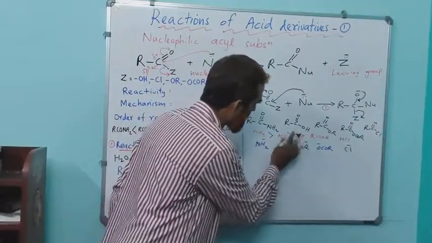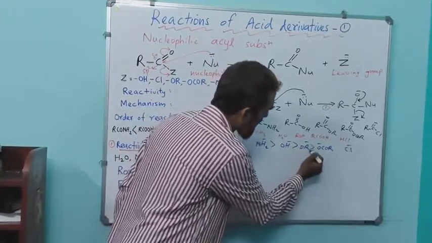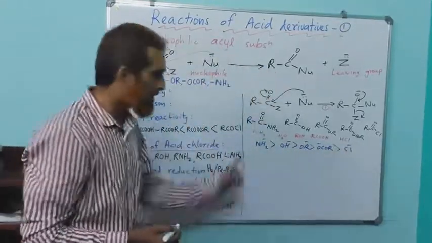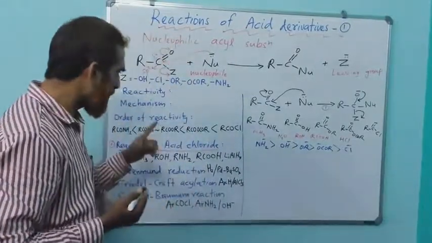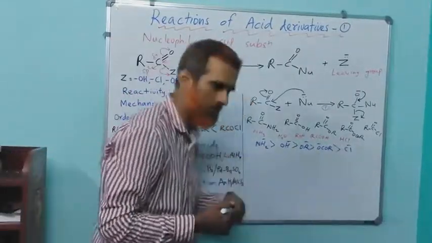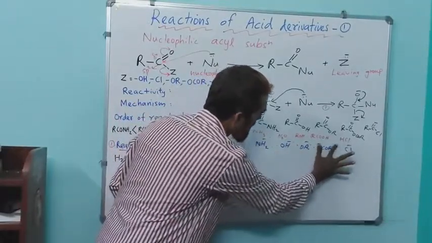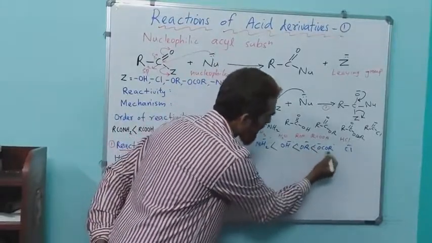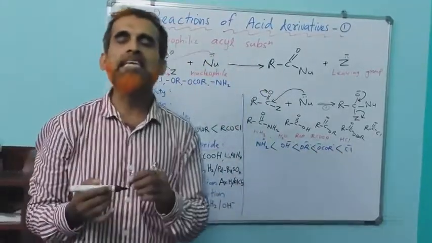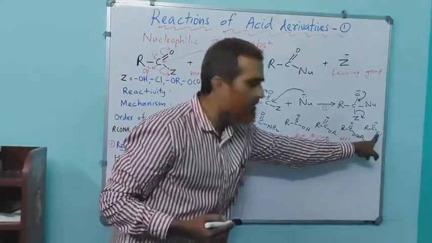Basicity decreases. Sorry, not this. Basicity of these bases decreases, or the leaving group tendency increases. The reason is that the leaving group tendency of these groups is increasing. That is the main point we have to highlight here. We can note the leaving group tendency of these groups increases in this order because the basicity is decreasing in this order. Naturally, acid chloride is most reactive.